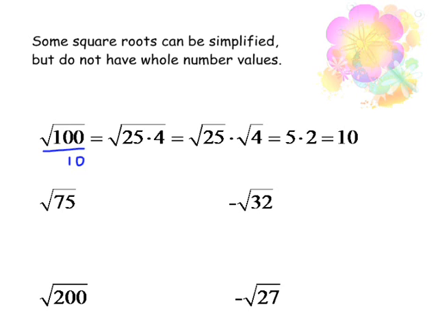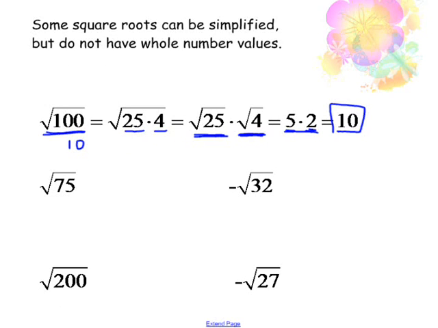But I'm going to show you another way to find that. 100 has two perfect squares in it. It's 25 times 4. So I can break that up and say the square root of 25 times the square root of 4. Well, the square root of 25 is 5, and the square root of 4 is 2, and 5 times 2 is 10, which we got in the beginning. So what we're doing with these when they're not perfect squares is looking for perfect square factors.